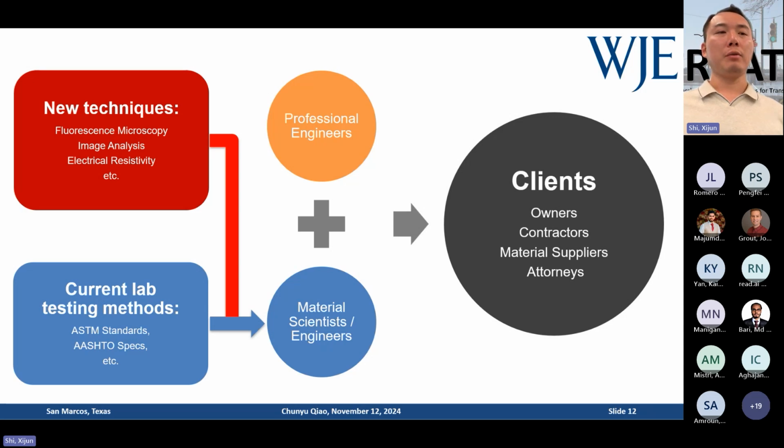For example, we use fluorescent microscopy. We can use some image analysis, especially these days, AI or machine learning or image analysis are really hot topics, as computing power dramatically increases and the cost dramatically decreases. And also we can use some electrical resistivity measurement to help evaluate the transport properties or the quality of the concrete.